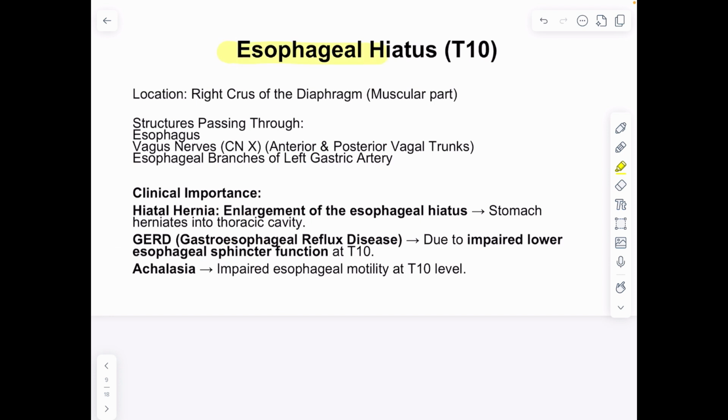Next, the esophageal hiatus. Now, what is the clinical significance? We have already talked about the hiatal hernia, GERD due to impaired lower esophageal sphincter function, and achalasia, which is impaired esophageal motility at the T10 level because of this opening at that vertebral level.